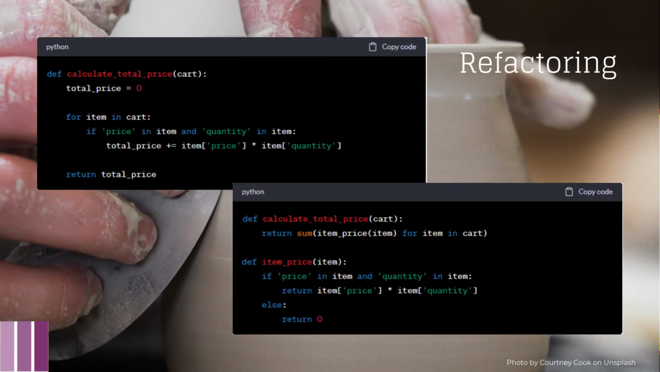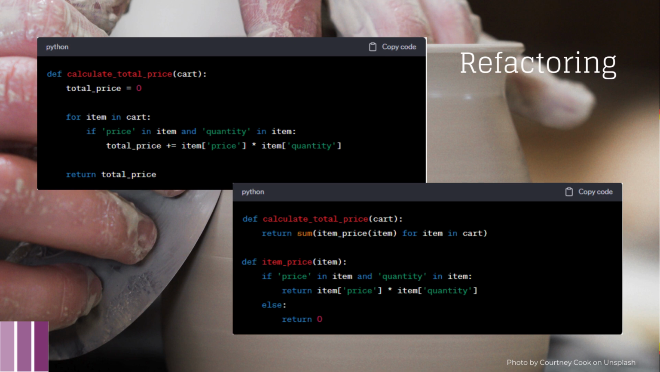Look at these two pieces of code. The initial implementation at the top has a function that calculates the total price of items in a shopping cart. In this implementation, the function iterates through the items in the cart, checks if each item has price and quantity properties, and then calculates the total price by multiplying the item's price by its quantity.